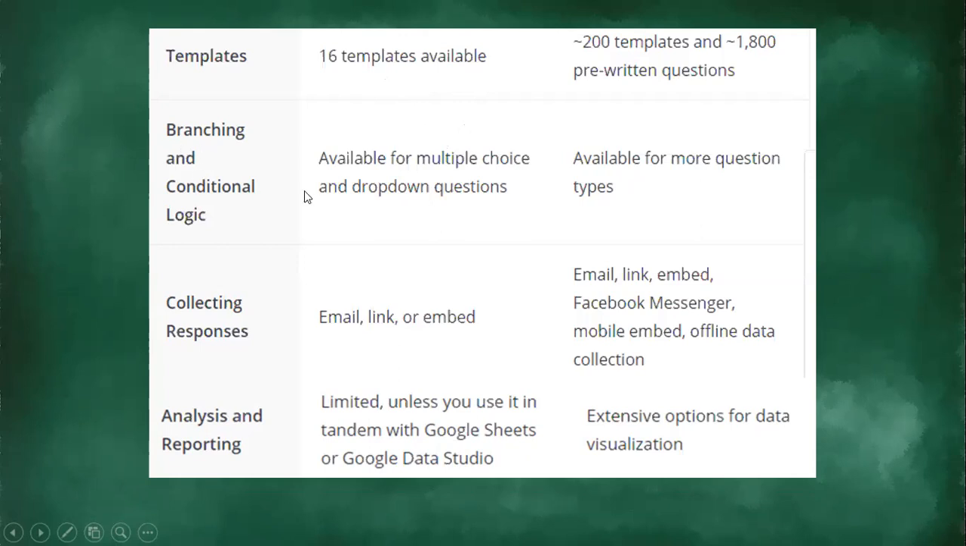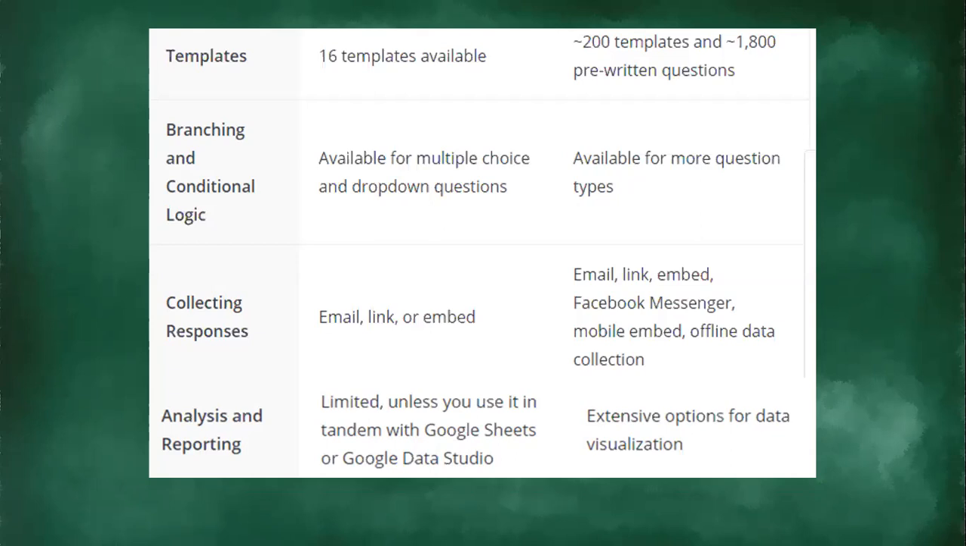Yes. Then branching and conditional logic. Google Forms has this available for multiple choice and drop-down questions. SurveyMonkey has it available for more question types, but we are looking for multiple choice and drop-down questions. Multiple choice and drop-down questions help with closed questions, so for respondents, it will be easy for them to answer those questions. And it can be easy for you, as someone looking for information, to collect those results and save their opinions, because the options are laid out. It's easy to save that information, other than advanced question types, which waste your time. But with multiple choice and drop-down questions, it's easy.